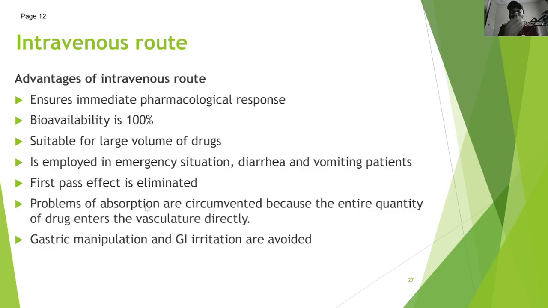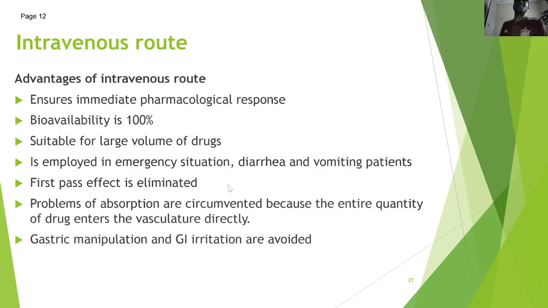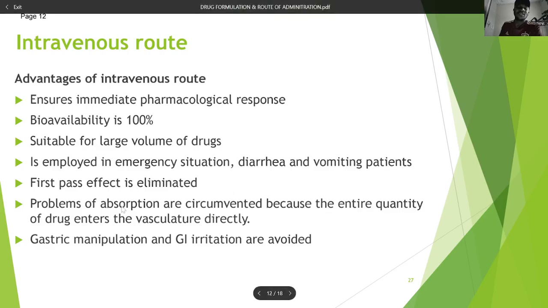For example, if a patient has had an intestinal resection, and a major chunk of the intestine has been removed, particularly the small intestine where absorption takes place, and you are administering an oral drug, the possibility of that drug not being completely absorbed is there. So that's where the intravenous route comes very handy. Now, gastric manipulation and GI irritations are avoided.